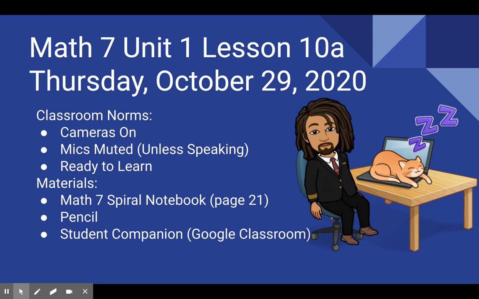Your materials for today that you will need for class are your Math 7 Spiral Notebook. We are working on page 21 today, so let's make sure that we're capturing our notes on that page. And then also you will need a pencil and your student companion, which can be found in Google Classroom.